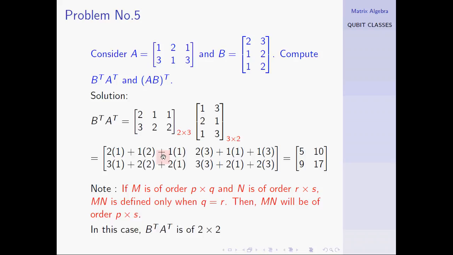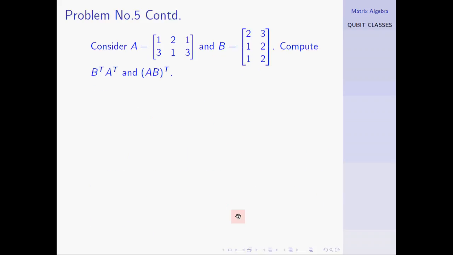So in our case, B transpose was of the order 2 by 3 and A transpose was of the order 3 by 2. So Q is 3 and R is also 3. Hence, we can define this matrix multiplication. And the result will be P by S, which is a 2 by 2 matrix. Next. Now we have evaluated this B transpose into A transpose. Now we will find AB first and then we will take its transpose.